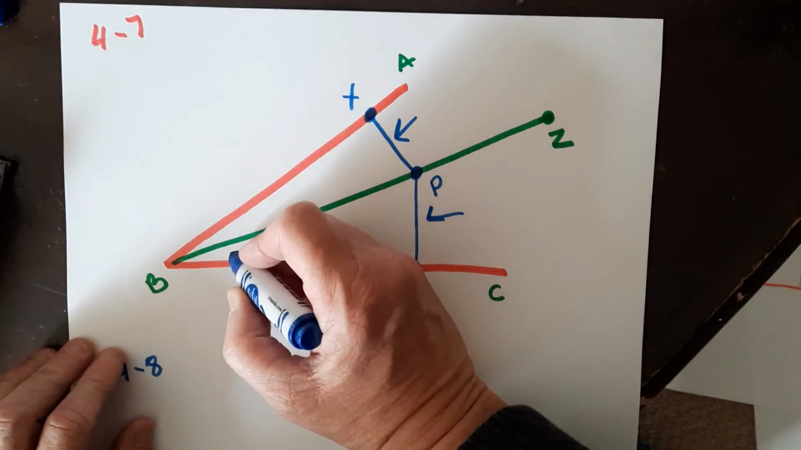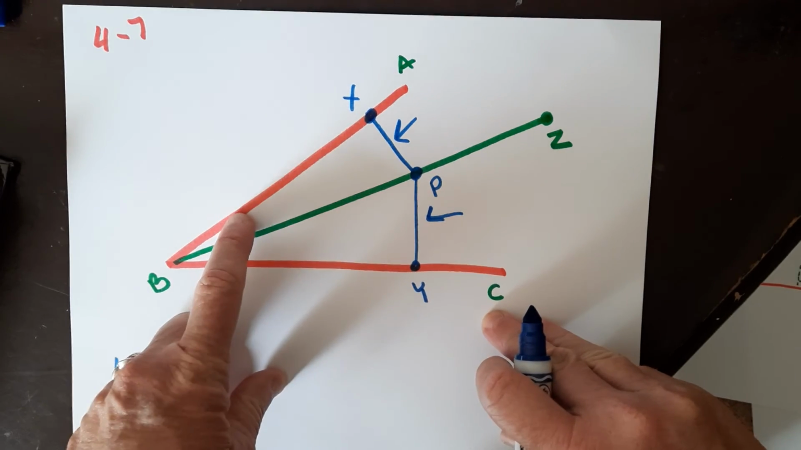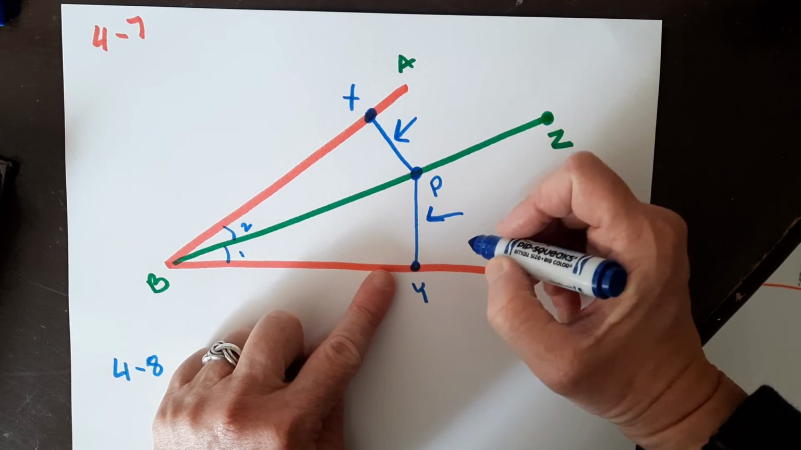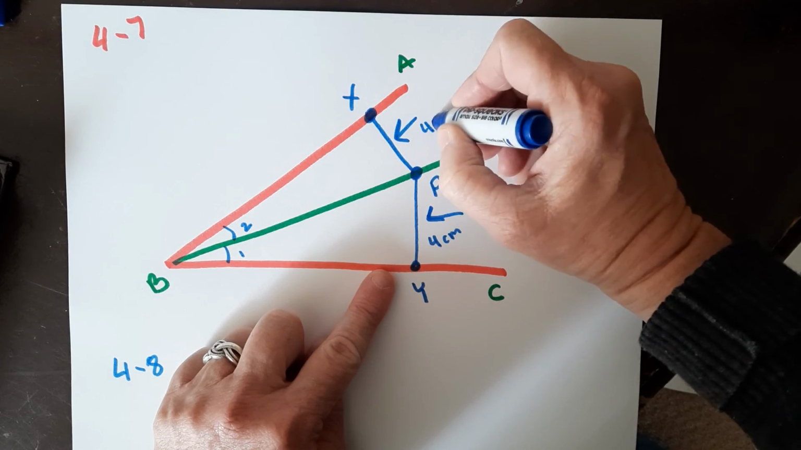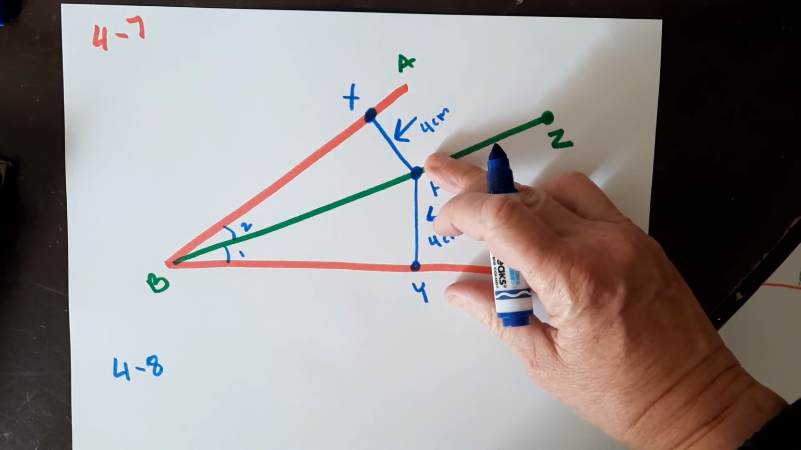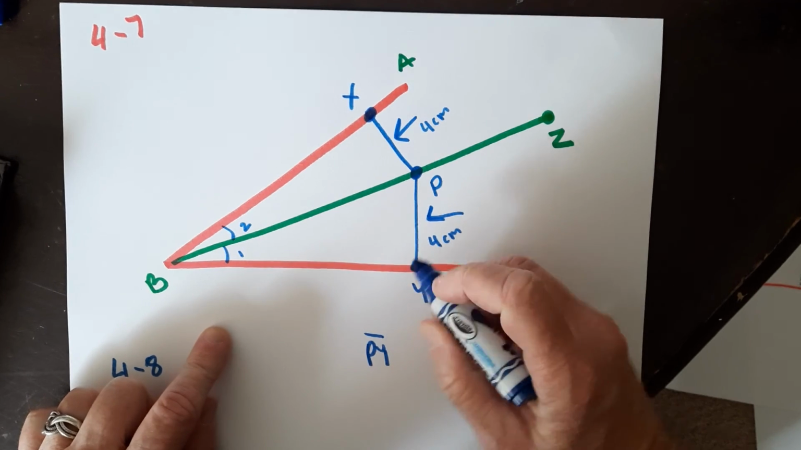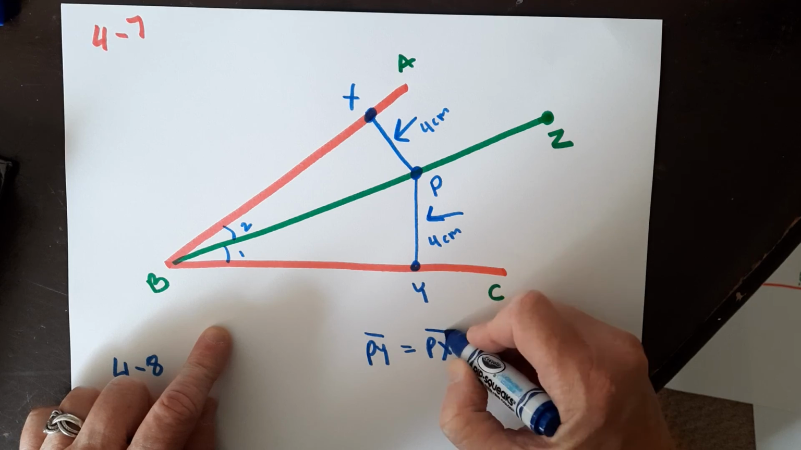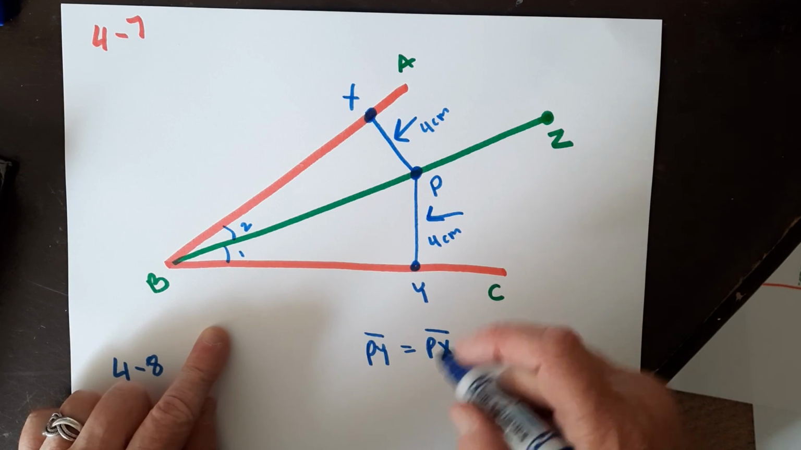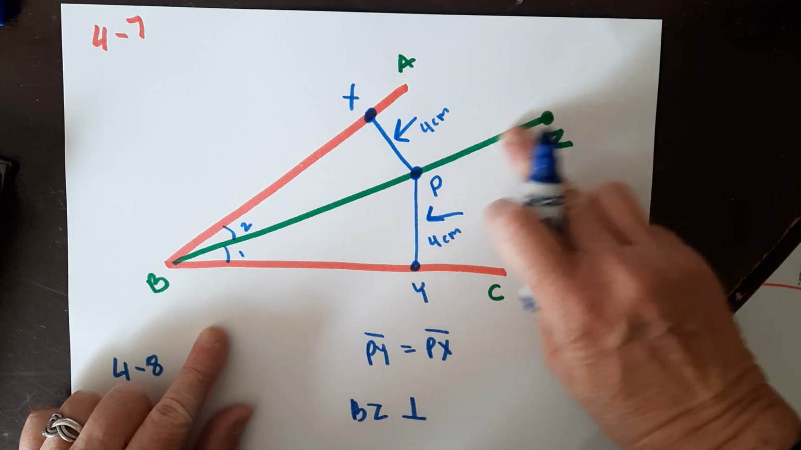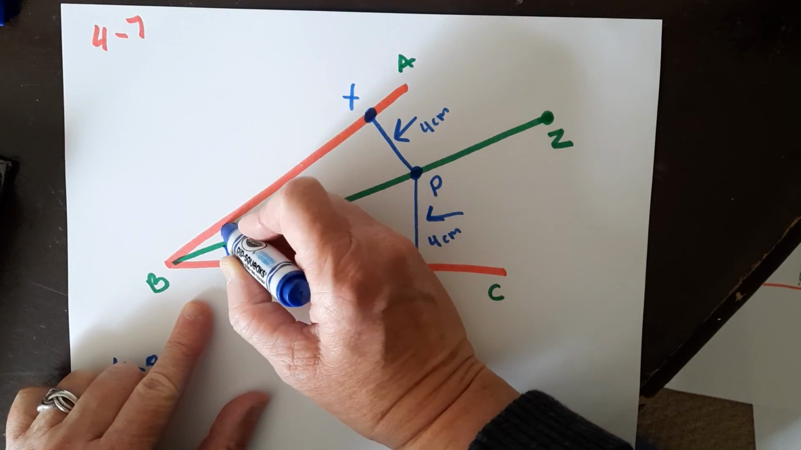If you were trying to prove that this angle was, let's call this angle 1 and this angle 2. If you were trying to prove that angle 1 was equal to angle 2, and they told you that PY equaled, let's say 4 centimeters, and XP also equaled 4 centimeters, then you could say that because the segment PY was equal in length to PX, this point P must lie on the bisector of this angle. Then, if you know that BZ is the bisector of angle ABC, then just from the definition of a bisector of an angle, you could prove that 1 must equal 2.